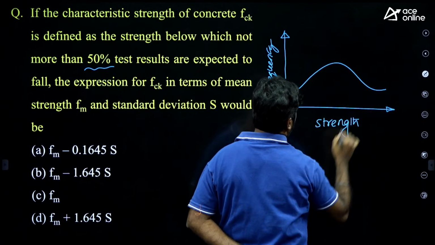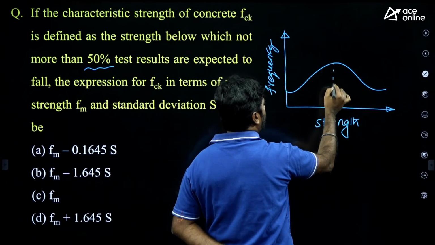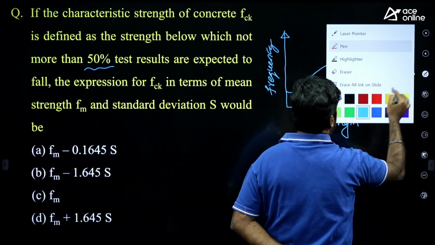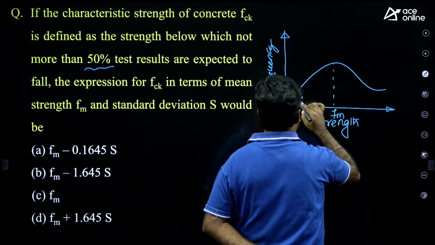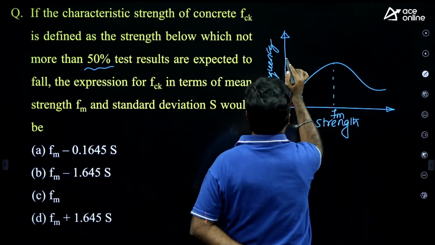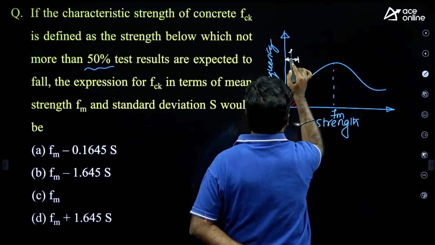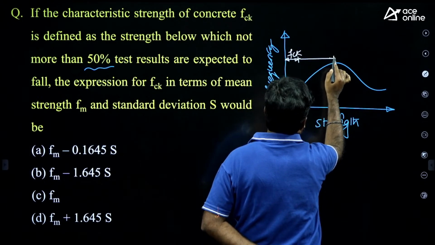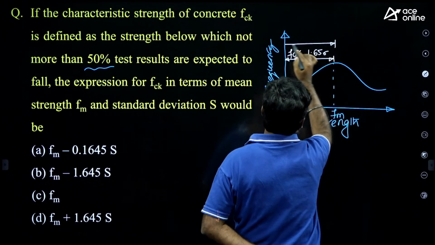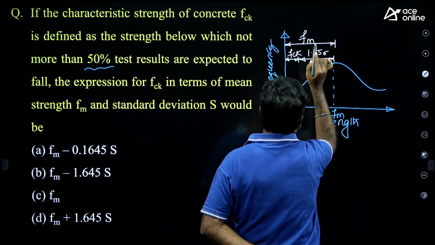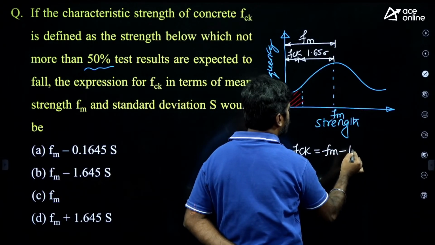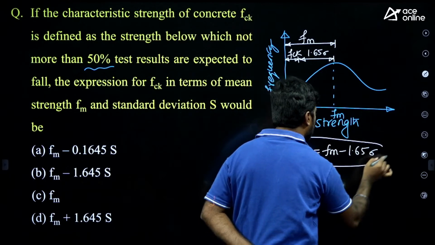It is a normal distribution curve. Up to the midpoint we can take it as the mean. If you take only 5% of test results expected to fail, then we can write this hatched portion is FCK, and this part will be 1.65 times sigma, which is equal to Fm. From this we can write FCK equal to Fm minus 1.65 times sigma. This is the relation.